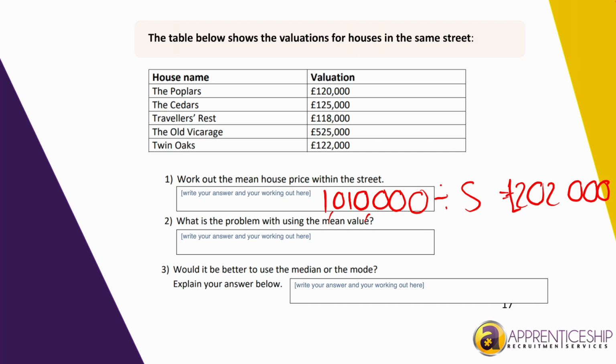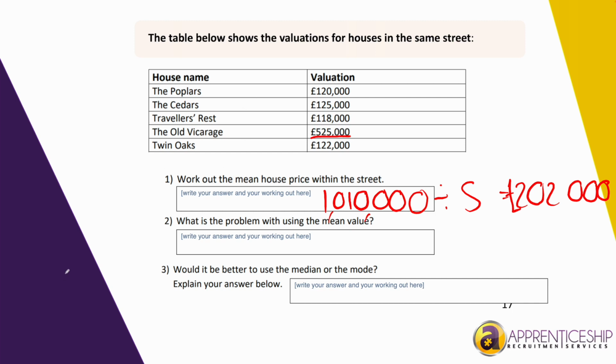Let's have a look at the answer, 202,000, and at the data. 120,000, 125, 118, 525, and 122. So what is the problem here? Well, like I said, what is the point of an average? The point of an average is to represent the data, roughly somewhere in the middle. This is roughly in the middle of this data, but does it represent the data? We've got four numbers at roughly 120,000, and one number that is 525.